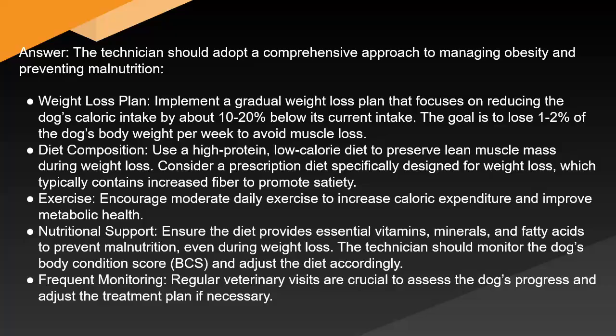loss. Diet composition: use a high-protein, low-calorie diet to preserve lean muscle mass during weight loss. Consider a prescription diet specifically designed for weight loss, which typically contains increased fiber to promote satiety. Exercise: encourage moderate daily exercise to increase caloric expenditure and improve metabolic health. Nutritional support: ensure the diet provides essential vitamins, minerals, and fatty acids to prevent malnutrition even during weight loss. The technician should monitor the dog's body condition score (BCS) and adjust the diet accordingly. Frequent monitoring: regular veterinary visits are crucial to assess the dog's progress and adjust the treatment plan if necessary.